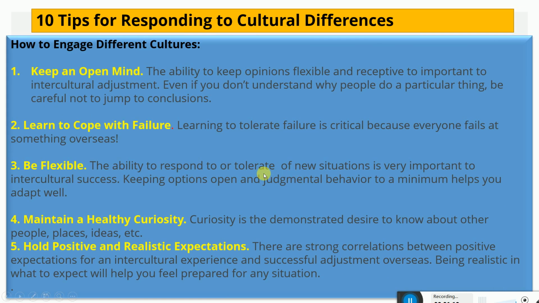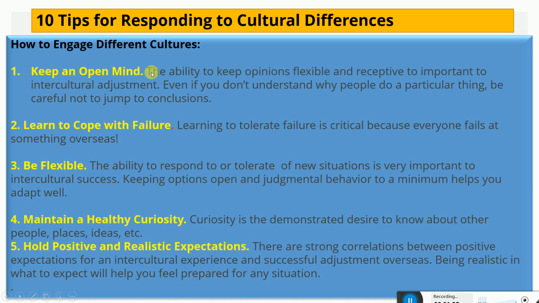Okay, so here are the 10 tips for responding to cultural differences. What are the 10 points? Okay, how to engage with different cultures. So the first point is to keep an open mind.